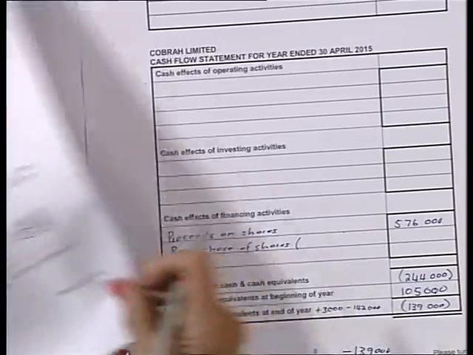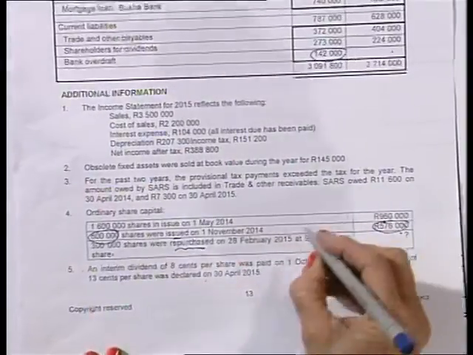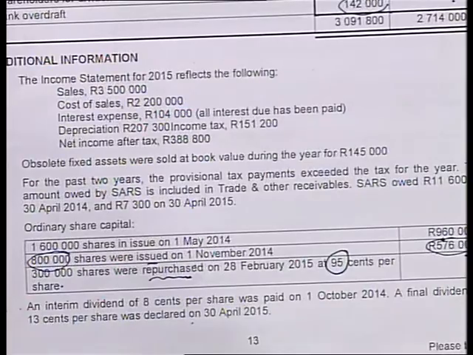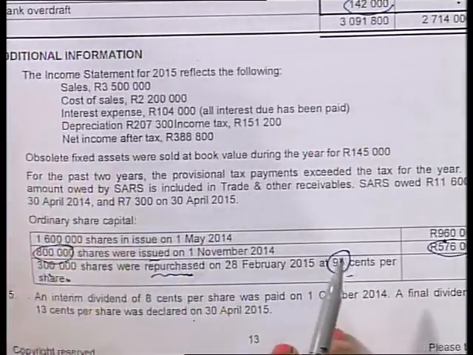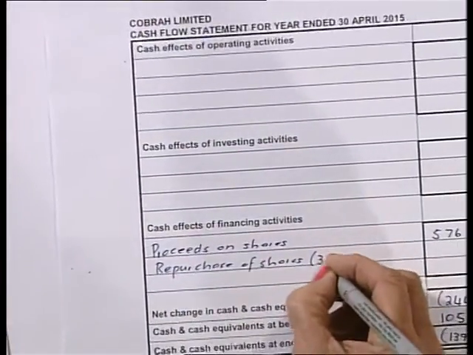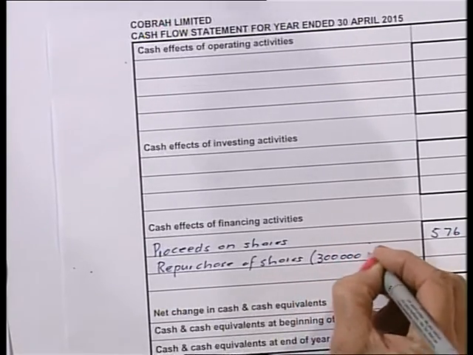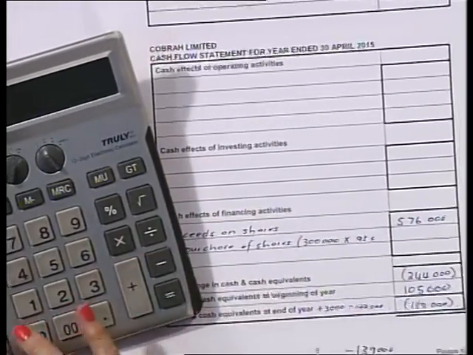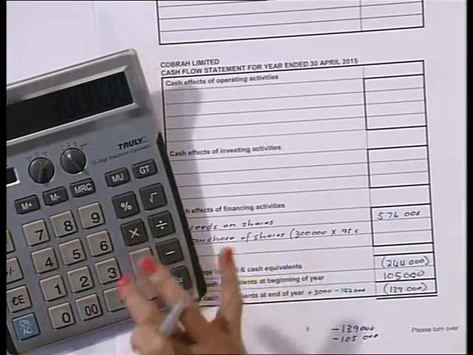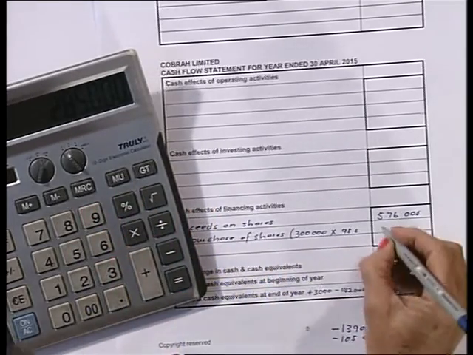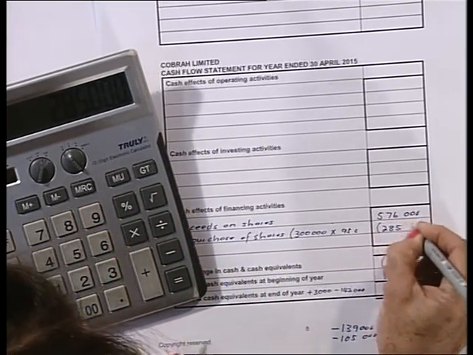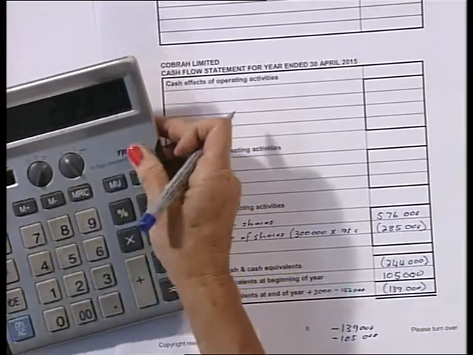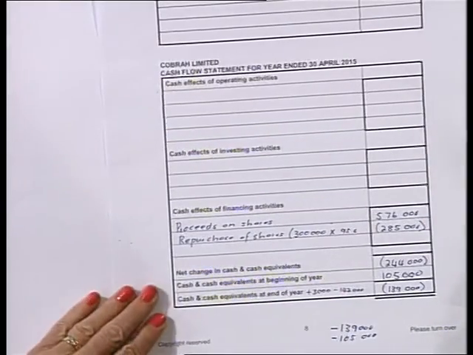And it's easier if you write in brackets how you get your answer. It was 300,000, and we pay 95 cents for it. Very important, we bought back 300,000 shares, we paid 95 cents per share, so we write here, it was 300,000 times 95 cents, and you use your calculator, and you say 300,000 times 0.95, and it was 285,000. Why is it in brackets? Because it's an outflow of cash.